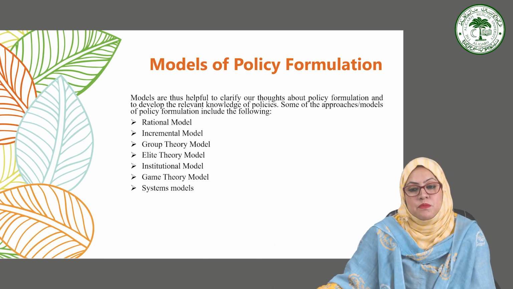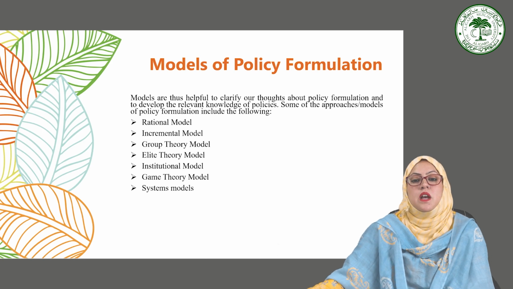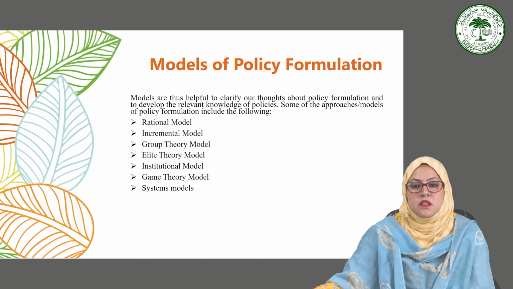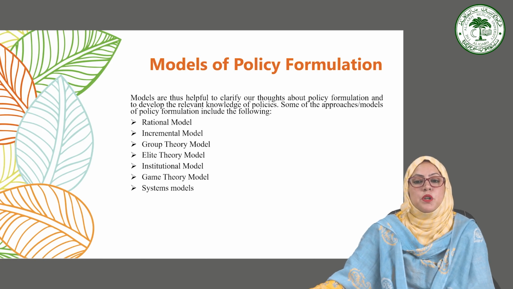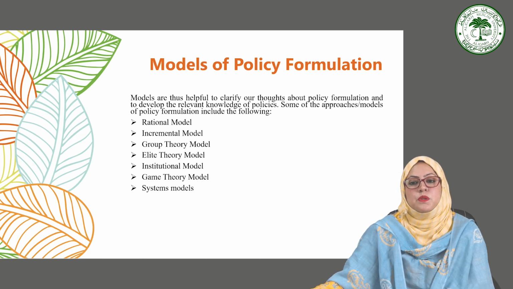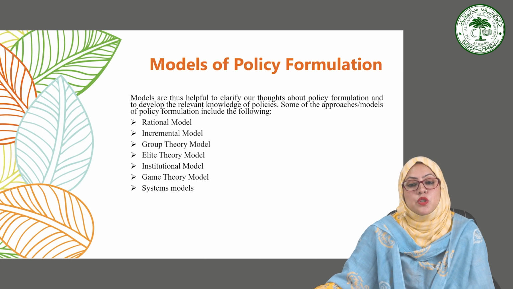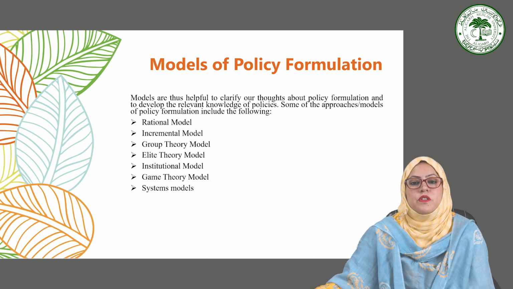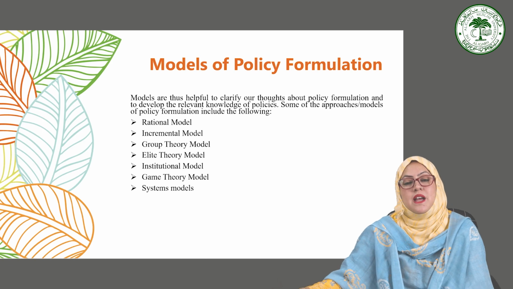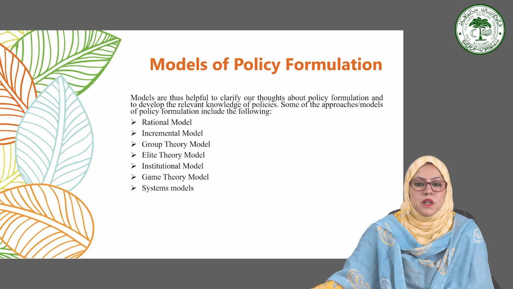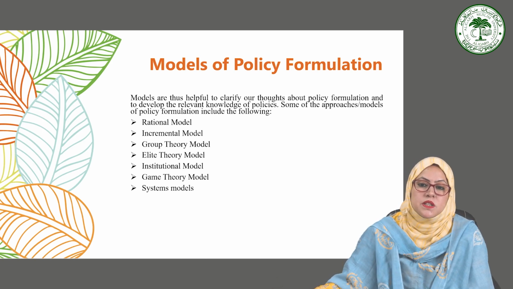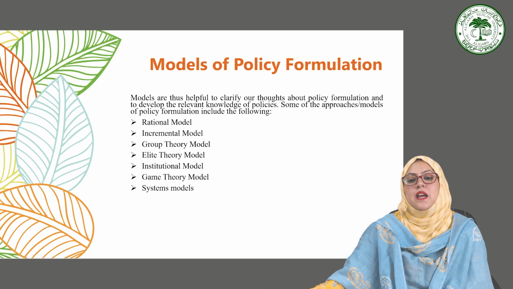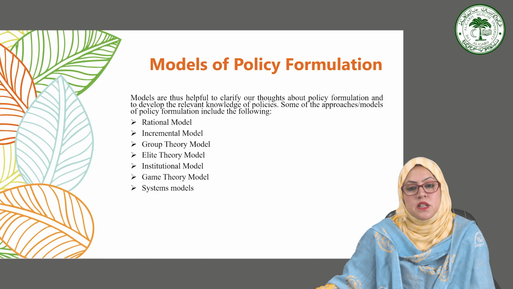Then we have the system model. The system model put forward by Easton views the policy process as a political system that responds to the demands of the environment. So, according to this model, a policy is the response of the political system to the changing demands and desires of the people. The political system consists of various interrelated institutions and activities in a society that come up with policy decisions in the society.